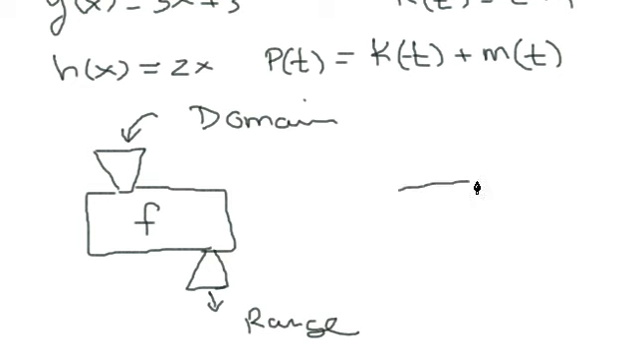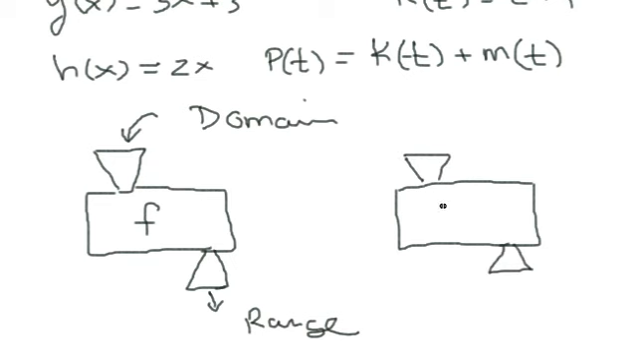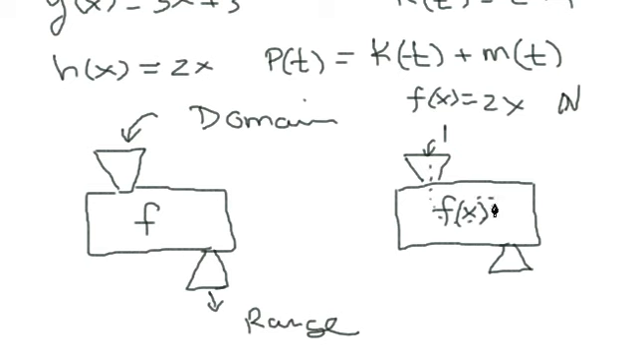So let's say, for example, in this particular section here, we're talking about linear functions. So let's say we define f of x as, we'll define it up here, f of x is equal to 2x. Let's say the domain is the set of natural numbers. So in other words, 1 goes into our function. What do you think comes out? 2 times 1 is 2. So 2 falls out. 1 goes in the machine and 2 comes out of the machine.